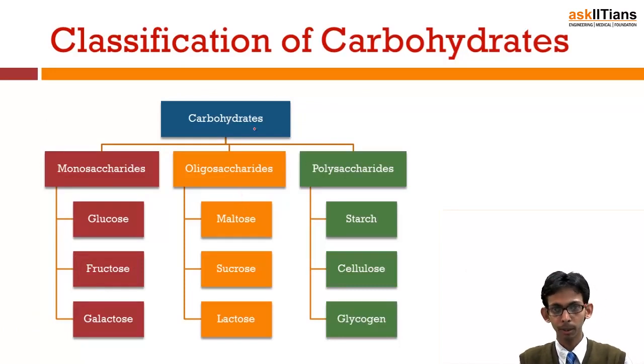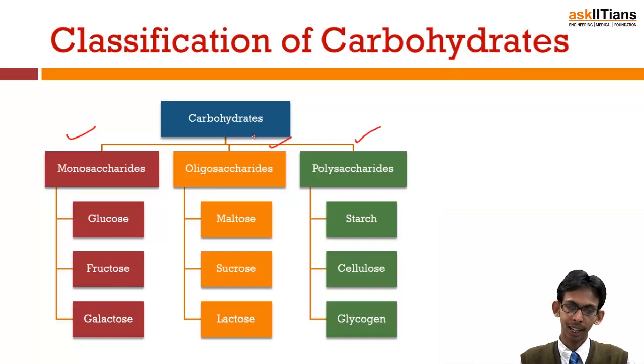Carbohydrates are classified on the basis of their structure as monosaccharides, oligosaccharides and polysaccharides. Monosaccharides are actually the simplest form of carbohydrates, and they cannot be broken down further into simpler forms. The most famous monosaccharides are glucose, fructose, galactose.